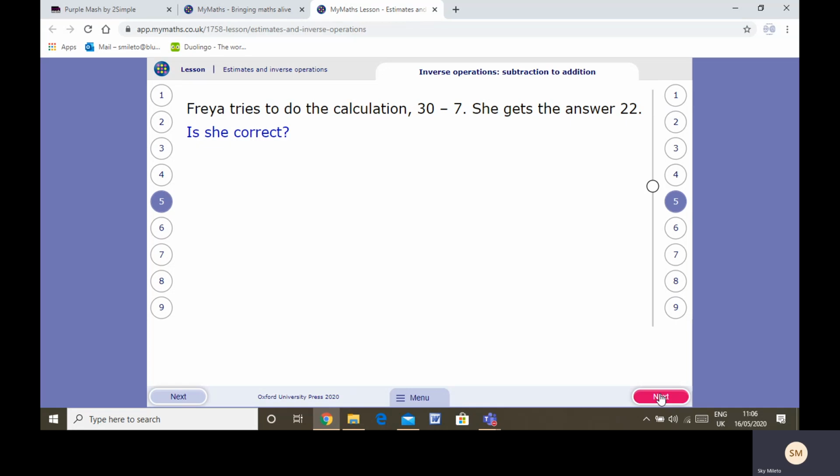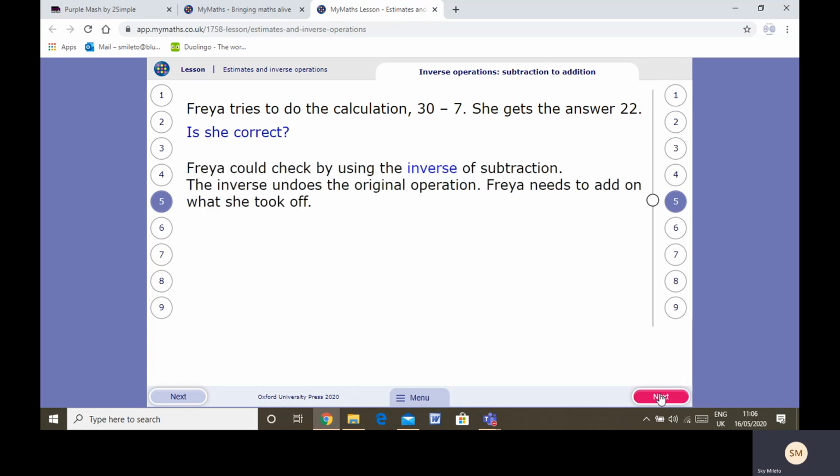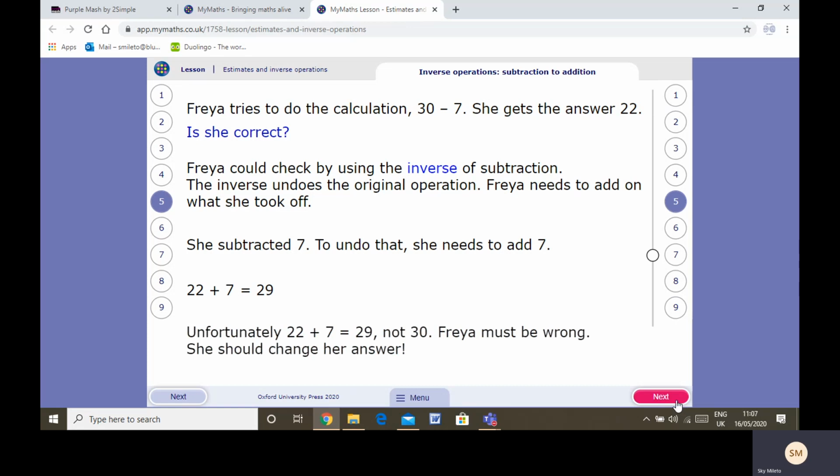Firstly, is she correct? 30 take away 7 wouldn't be 22, okay? But to check that, she could use 22 plus 7 to see what she said. She subtracted 7. To undo that, she needs to add 7. So she could do 22 plus 7. She would know her answer was 29. Now 29, obviously, is not 30. So unfortunately, Freya was incorrect, but it's okay, because if you use the inverse to check her answer, she can change it.